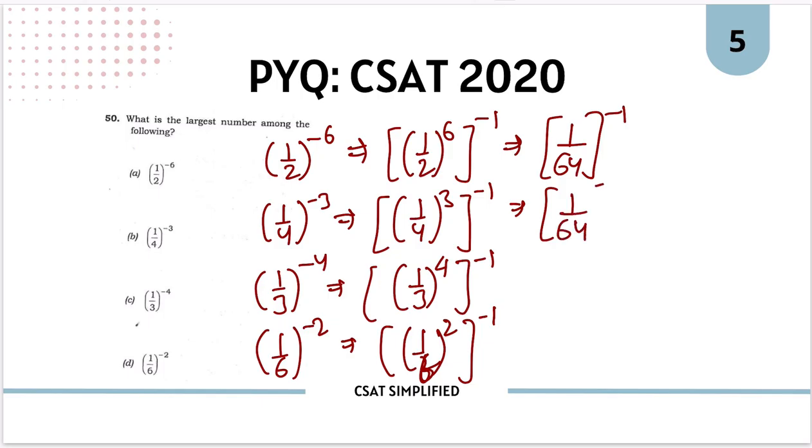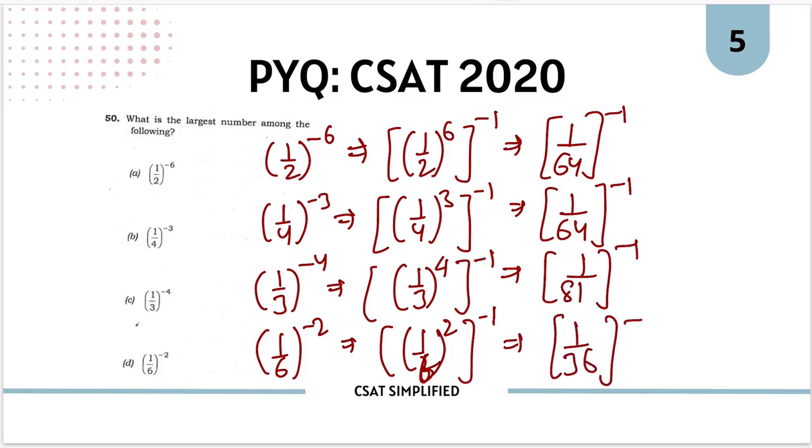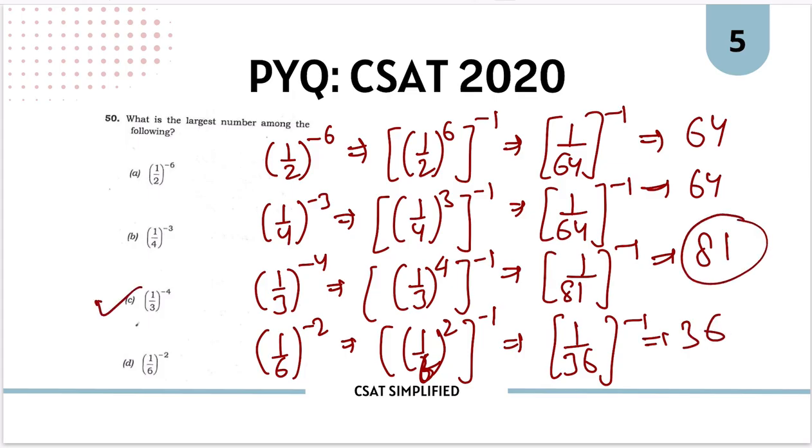This will be 64 raised to power minus 1. This will be 1 by 81 raised to power minus 1, and you will have 1 by 36 raised to power minus 1. You do the reciprocal of it. This will be 64, this will be 64, this will be 81, this will be 36. Which is the largest number? 81. So answer is C. Easy. This will be easy for you to solve in the exams if you know the negative power.